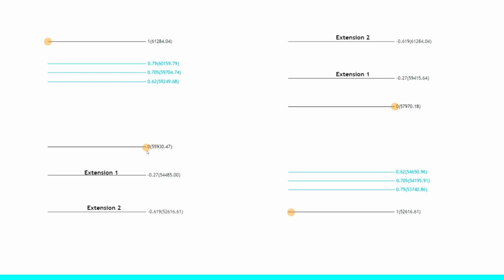And then we look for a retracement in between the 62, the 70, and the 79. Now, some people use the 0.88, some people use different numbers. To me, these are the ones I personally prefer. And I do have extension targets.